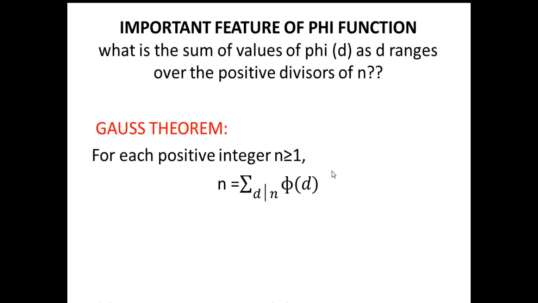Now an important feature of the phi function. What is the sum of the values of phi d as d ranges over the positive divisors of n? This is given by Gauss's theorem. For each positive integer n greater than or equal to 1, n is given by the summation of phi d, where d ranges over the positive divisors of n. If we add all the values of phi d, where d is a divisor of n, then we get n.